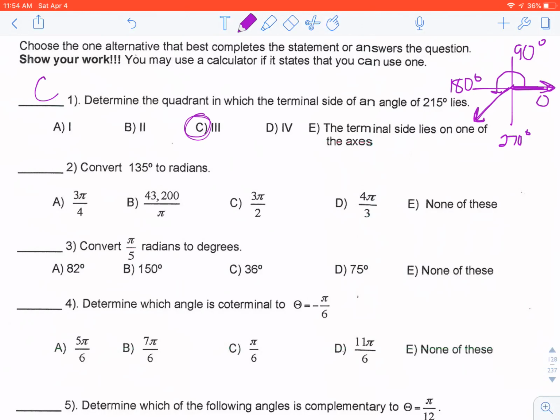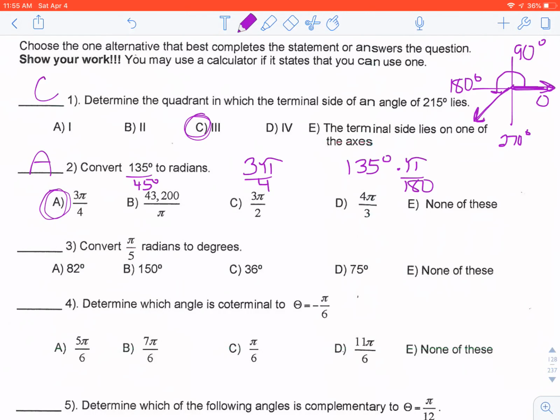Number 2, convert 135 degrees to radians. So remember, the shortcut to this is, what family goes into this? Is it divisible by one of our families? Yes, 45 degrees goes into 135. So it's our family of 4, and it goes in 3 times. So it's 3 pi over 4. That's one way to do this. If that confuses you, you may still take 135 degrees times pi over 180 and convert it that way, okay?